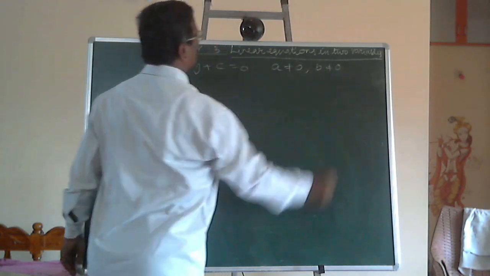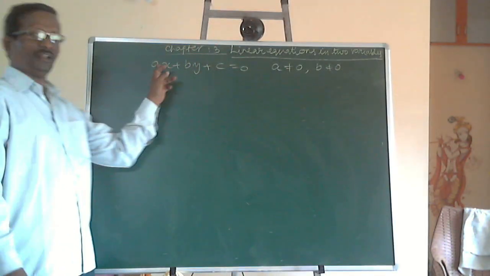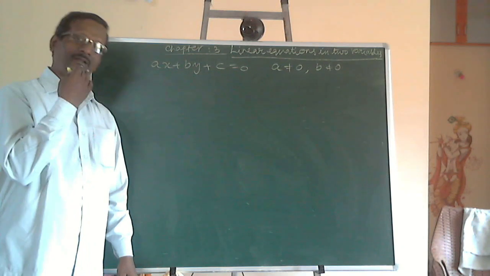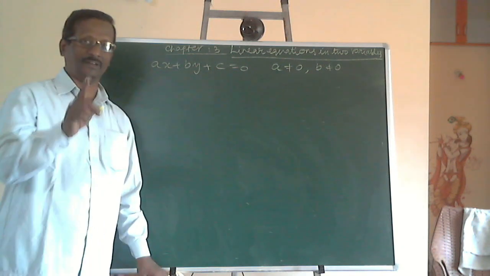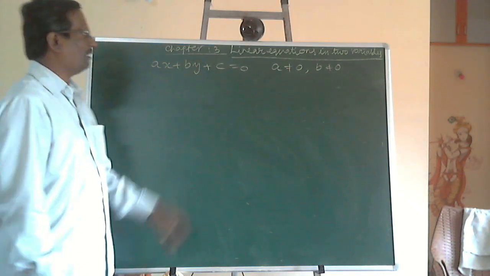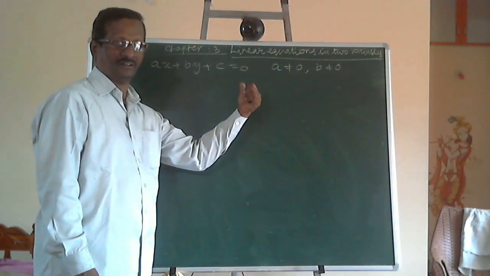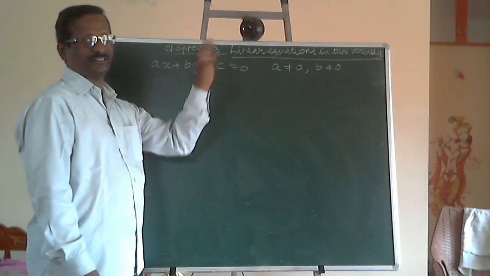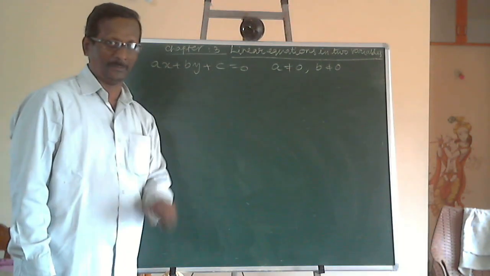equal to 0. Suppose in the equation a becomes 0, one variable has gone, which means it becomes a one-variable equation. So it cannot be a linear equation in two variables. Or if b is equal to 0, again the second variable y has gone. Again it becomes a one-variable equation.